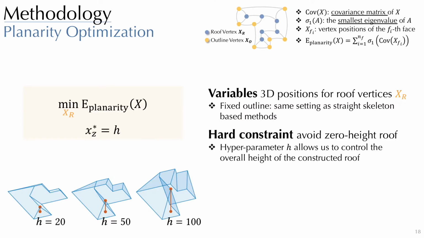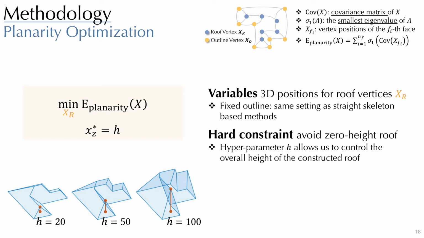As we mentioned before, there are multiple global minima for this planarity energy. We therefore add 2 constraints. The first is that we fix the roof outline to the input positions and only solve for the positions of the roof vertices. This helps to make sure that the optimized roof can be consistent with the input image.